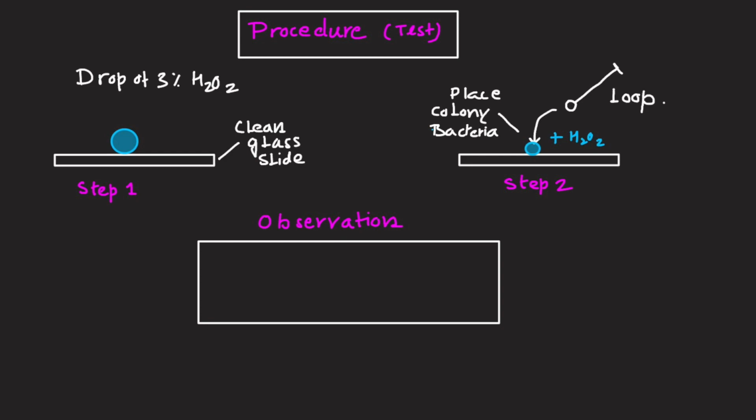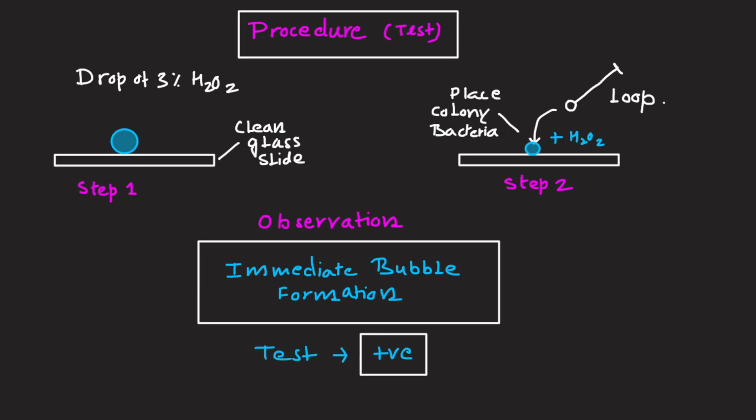So what you have to do is place the drop on the glass slide and then mix it with the bacterial colony properly. Step number 3 is observation. In the observation step, what you will see is immediate bubble formation. That will indicate the positive catalase reaction. If you see the bubble formation, that will immediately tell you that oxygen gas is being released from the H₂O₂ as the substrate being used in this particular reaction.